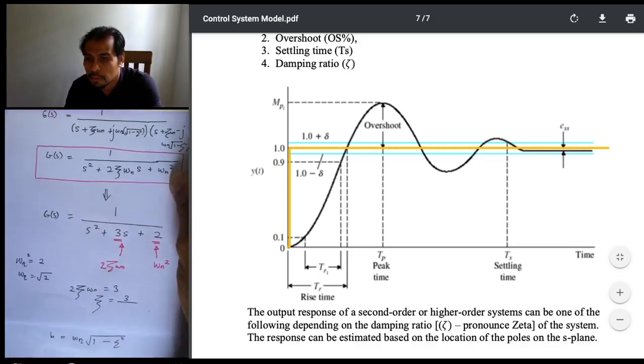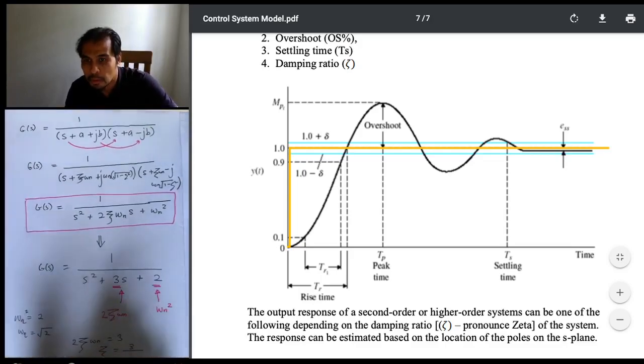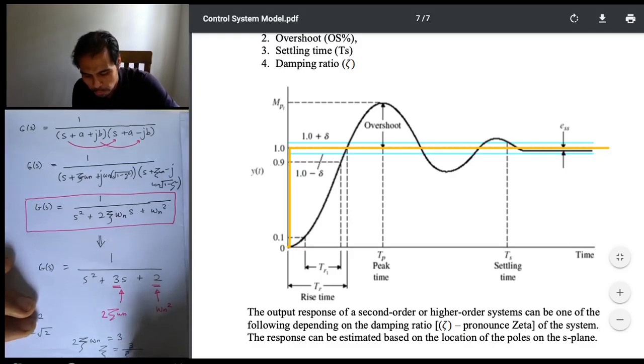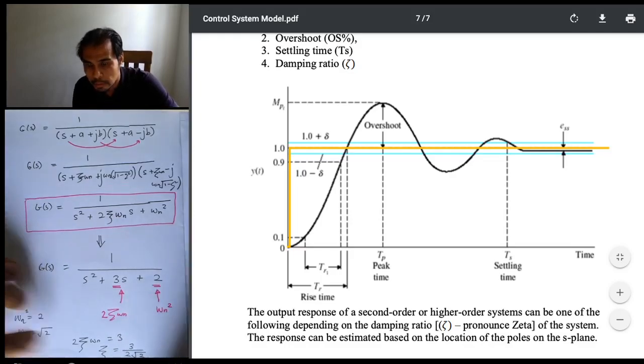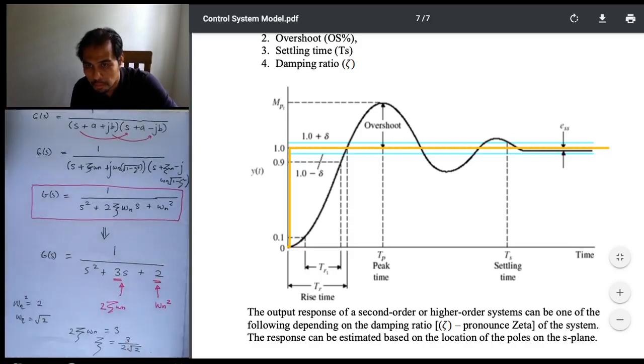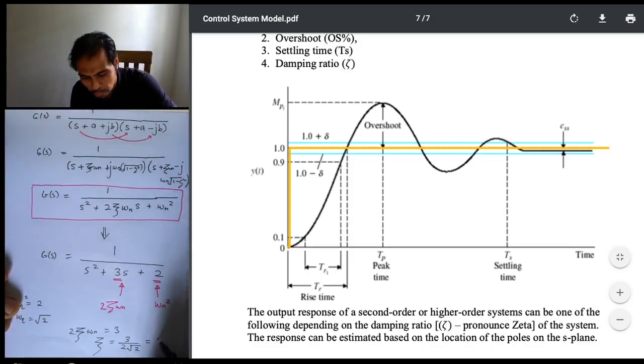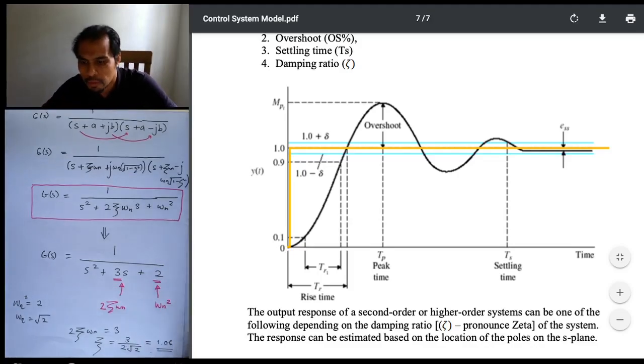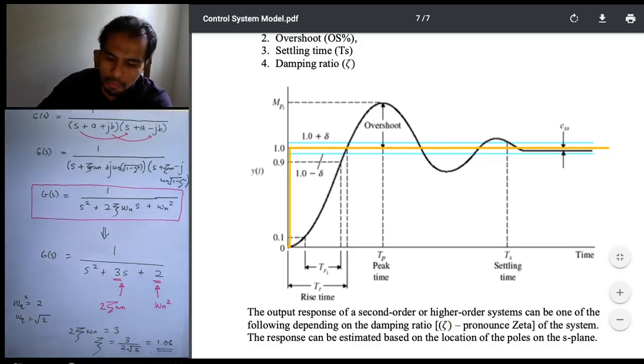We can find zeta equal to 3 divided by 2 root 2, right? So that is equal to 1.06. Here we know that when zeta is above 1, then the system is overdamped. If we refer back to our previous diagram, we can see that this system is an overdamped system.